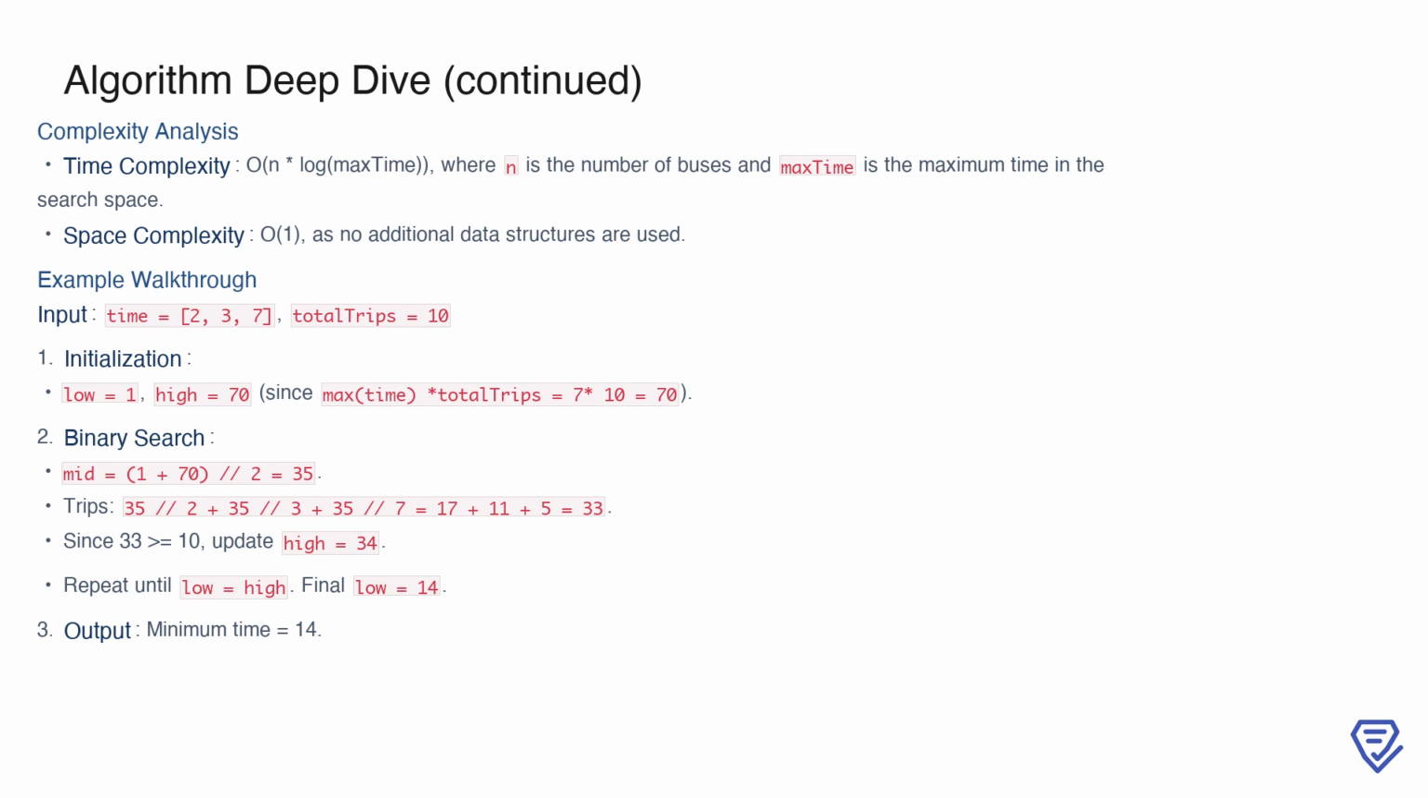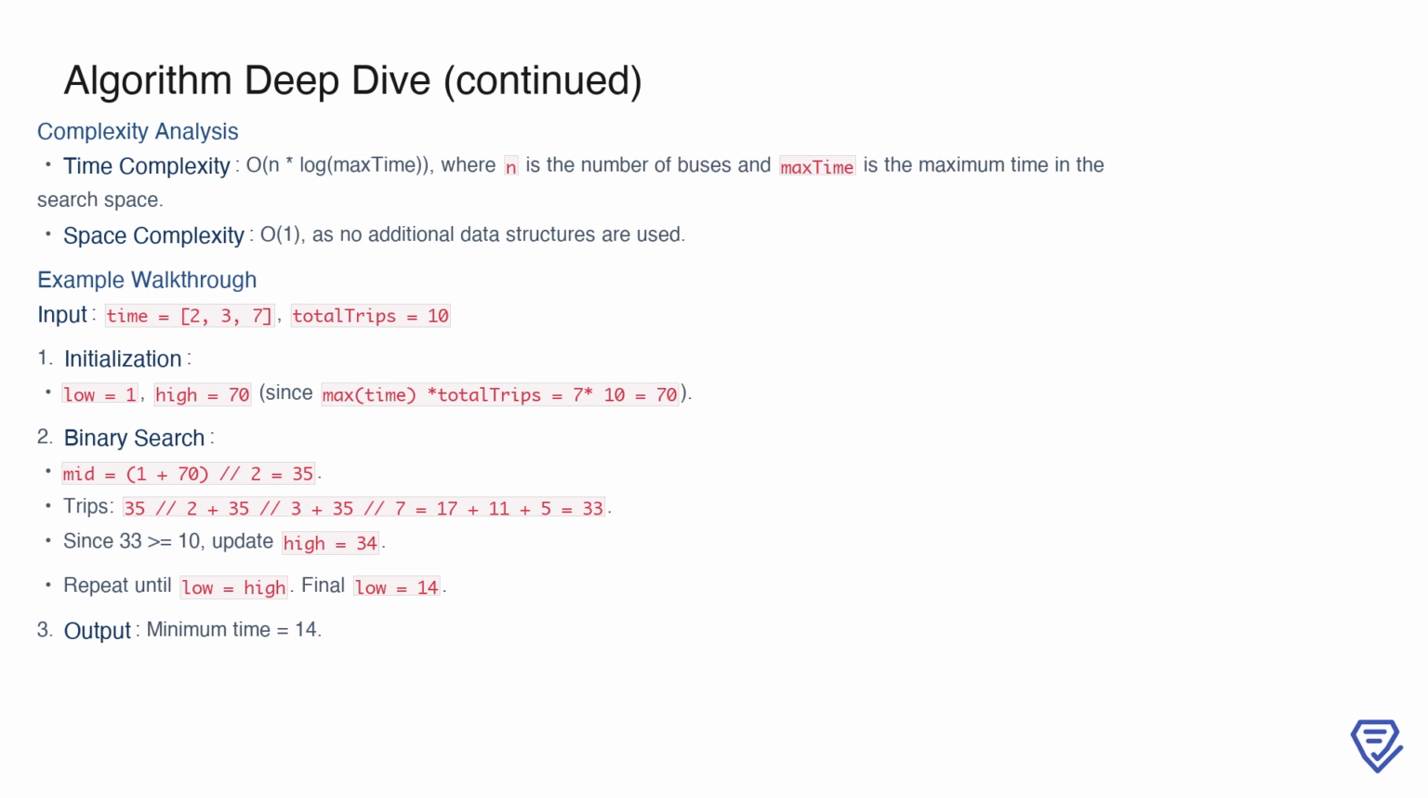To better understand the algorithm, let's consider an example. Suppose the input is time equals [2, 3, 7], and total trips equals 10. We start by initializing low to 1 and high to 70, calculated as max time * total trips. In the first iteration, the midpoint is mid equals (1 + 70) / 2 equals 35. At this time, the total trips completed are 35 / 2 plus 35 / 3 plus 35 / 7, which is equal to 17 plus 11 plus 5 equals 33.